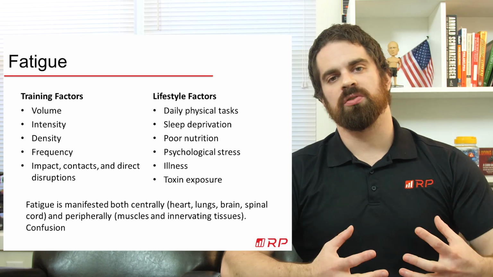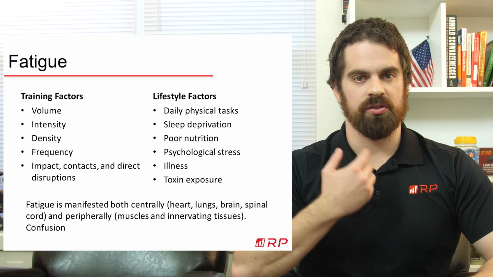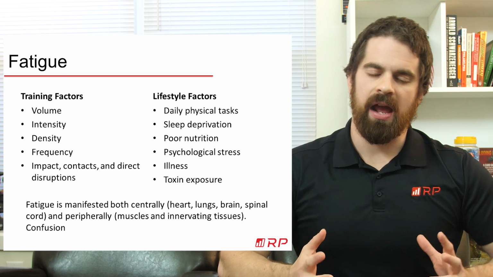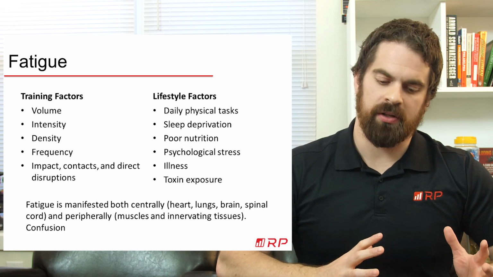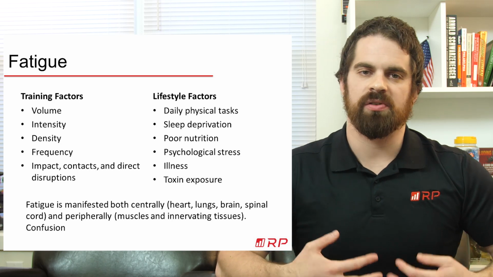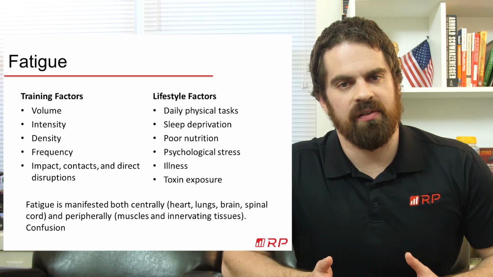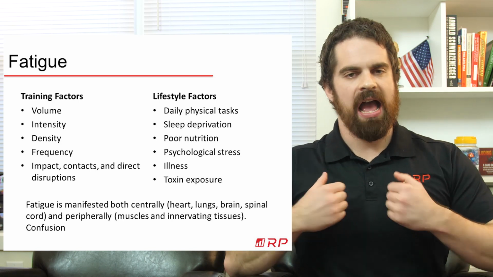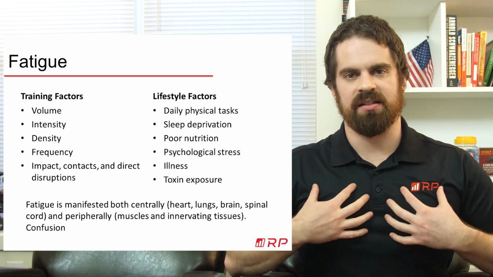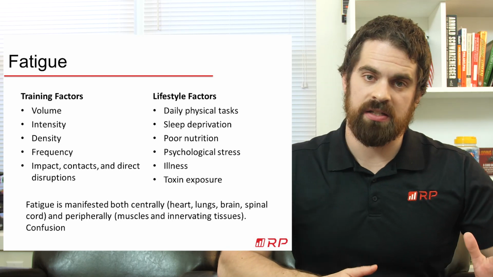We know that there are central factors, meaning fatigue factors that can affect things like your heart, your lungs, your brain, spinal cord, your ability to actually make smooth coordinated movements. And we know it can be manifested more peripherally, meaning in the actual muscles and innervating tissues that you used, right? So an example of peripheral fatigue would be experienced in the quadriceps after doing a lot of heavy squats, or in the pec muscles after doing a lot of heavy bench, right? It's local to the trained muscles and the connecting tissues like the nerves, the connective tissues, all of which that you use to do that training session.